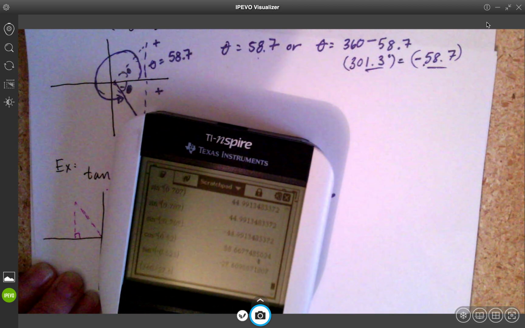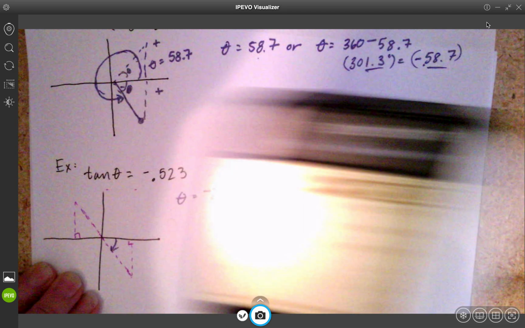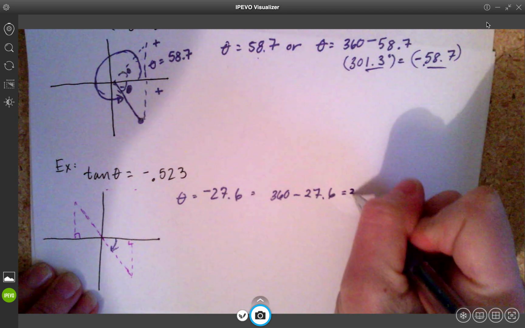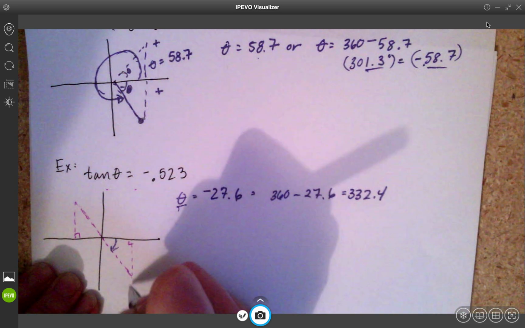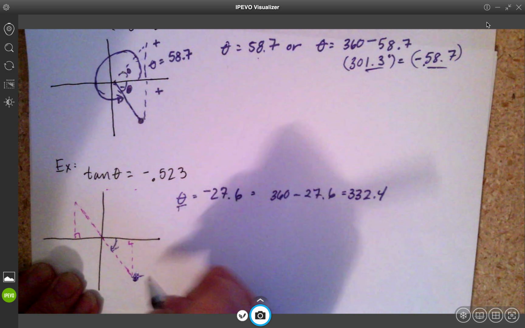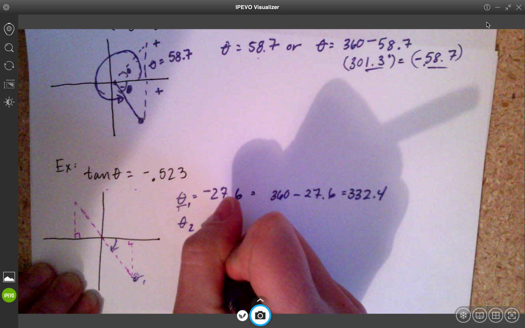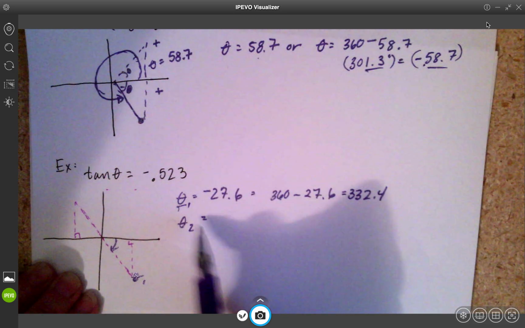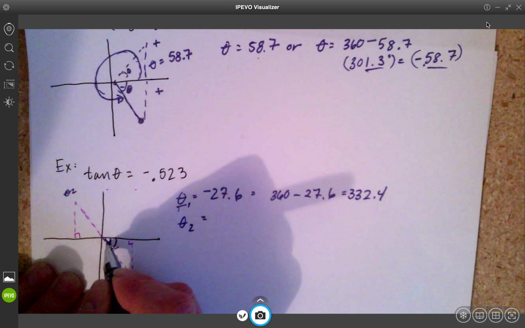Oops. Which is 332.4. So there's one place it could be. That would be if it was this one, right? There's the first option. The other option, right, is over here. We'll call this guy theta 2. So this theta is the one they tell us.